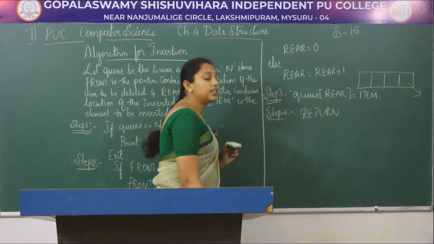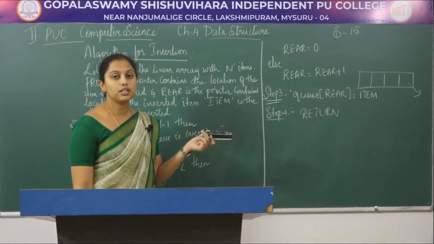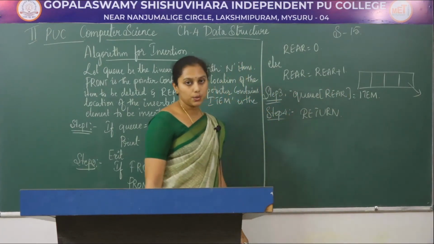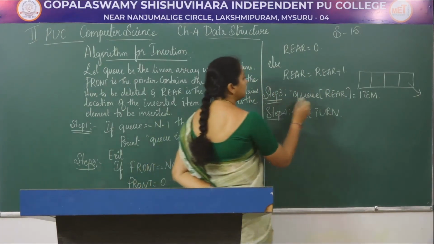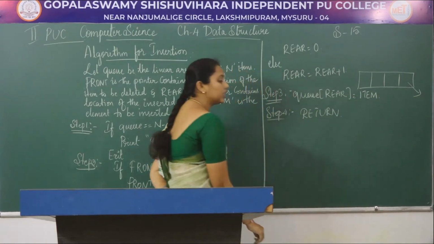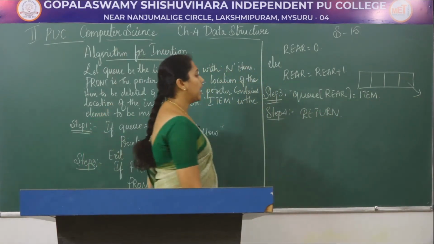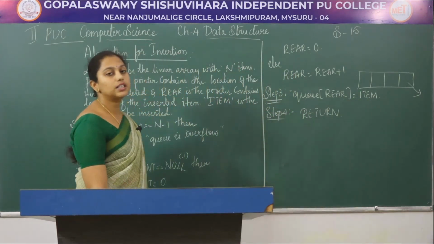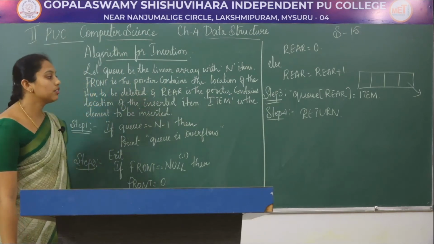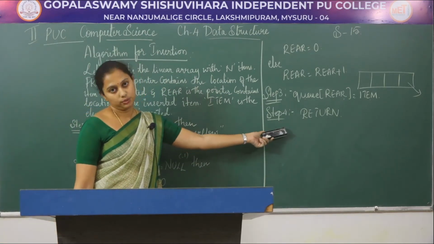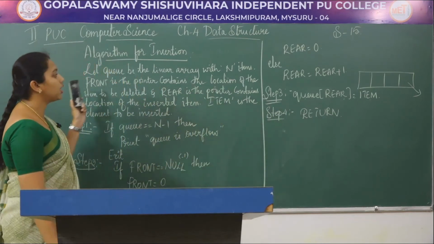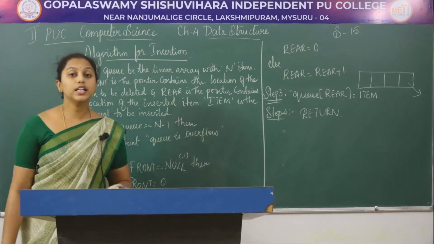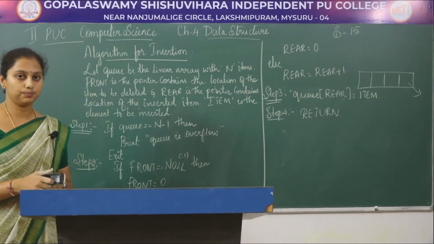Else we can insert an item into the queue by incrementing the rear pointer, that is rear is equal to rear plus 1. So at the end of the queue we are inserting the item, that is Q of rear is equal to item. So after inserting an item into the queue we are returning from the queue. So this is the algorithm for insertion. Now let us see the algorithm for deletion of an item from the queue.